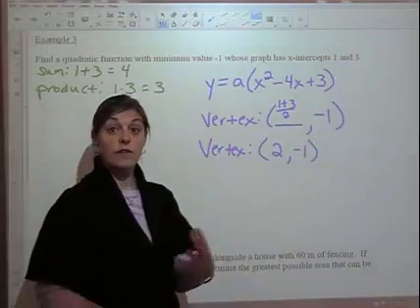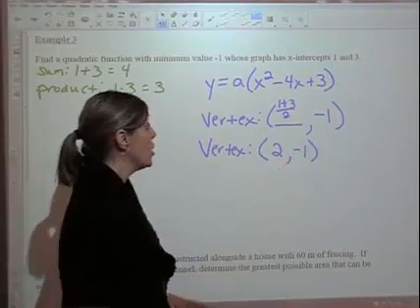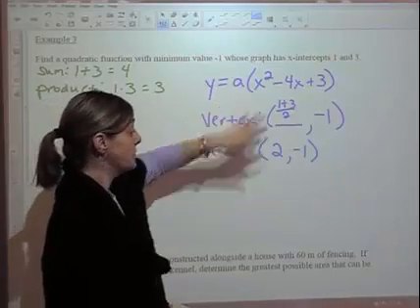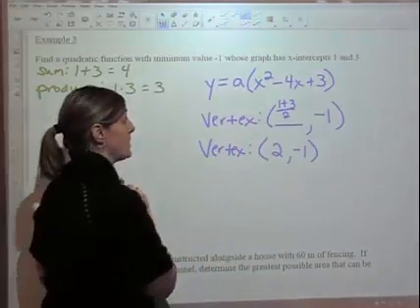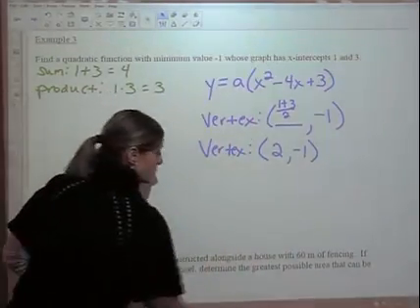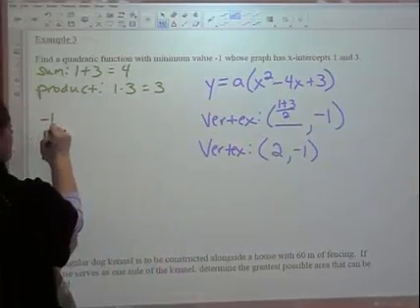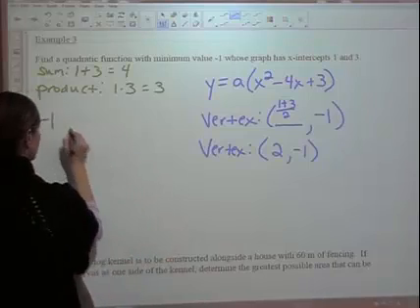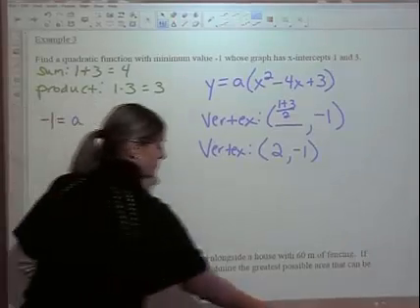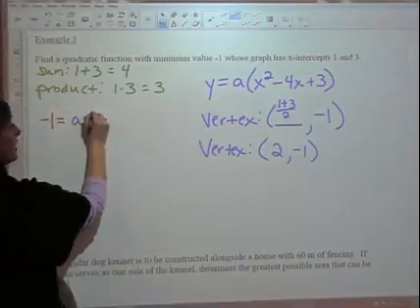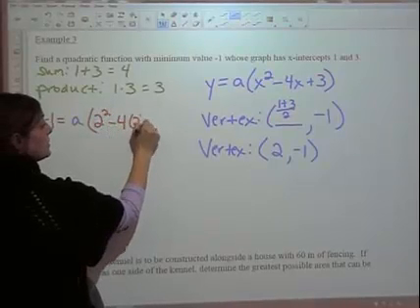Okay? So if we know that the graph has a vertex of 2, negative 1, we can plug that into our equation and find what that a value needs to be. So we have our y value is negative 1. We're trying to find a. We know our x value is 2, so we have a times 2 squared minus 4 times 2 plus 3.